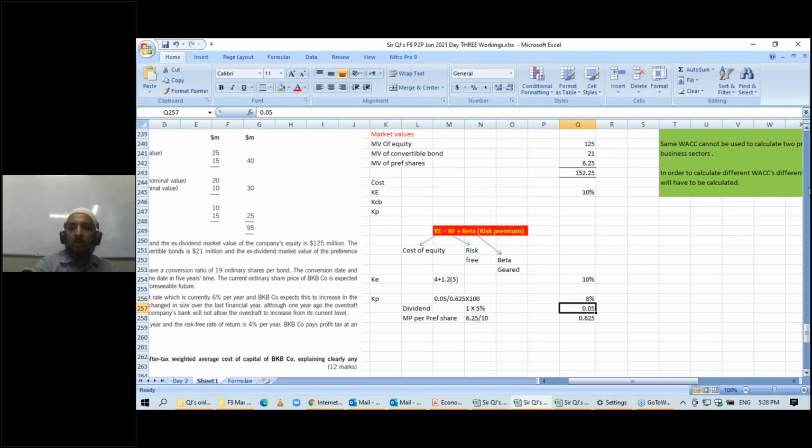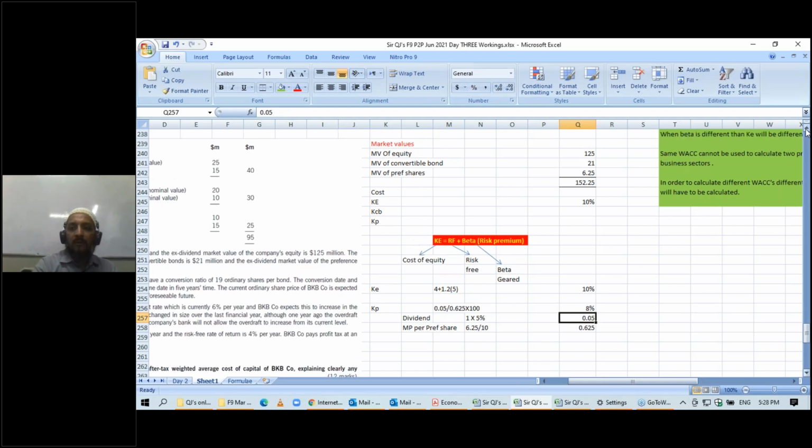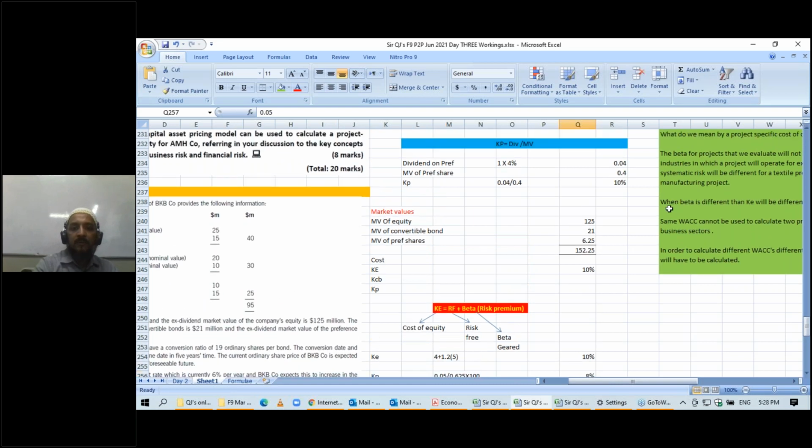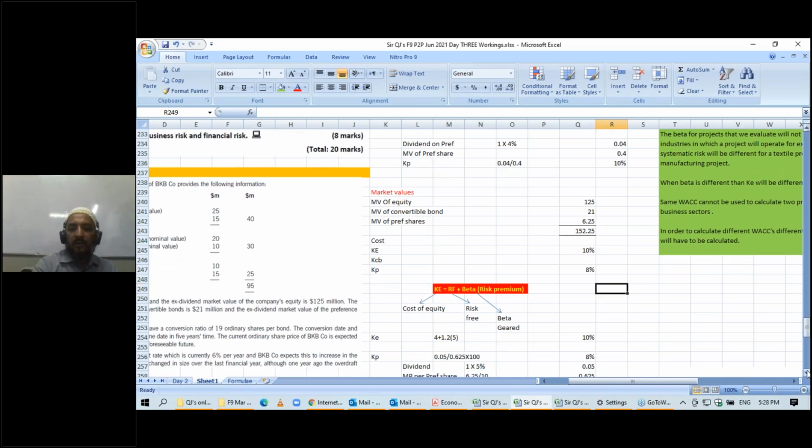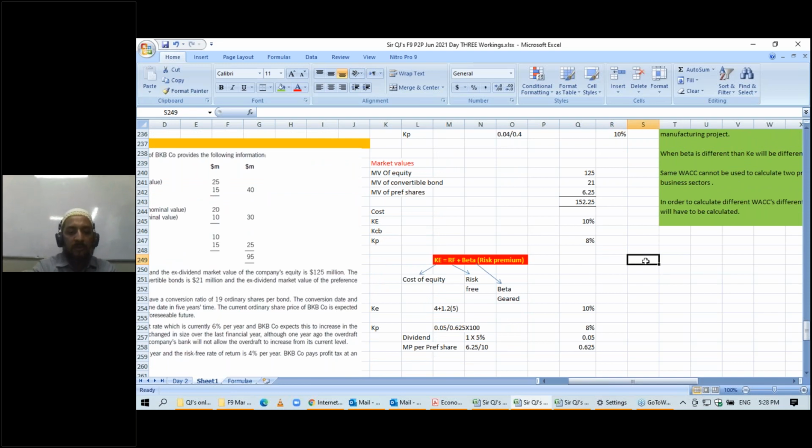Okay, so one more item done. And now let's look at the most important one, which is the cost of convertible bond. We need to know the cost of convertible bond. So what's the cost of convertible bond?